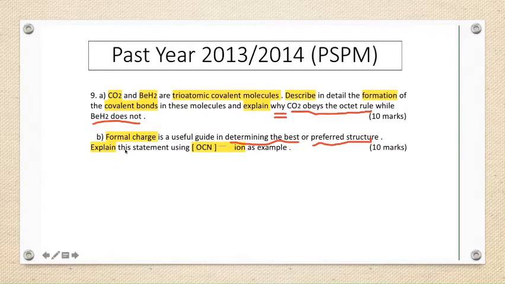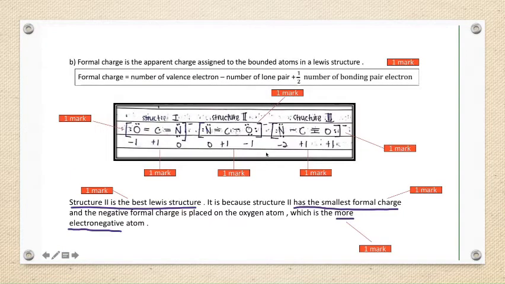So we need to find the key points first. The question states the formal charge, that it is a useful guide in determining the best or preferred structure. And then explain the statement, so explain the formal charge. So, highlight. Using the OCN ion, so highlight this ion. Okay, this is the answer for 9B.